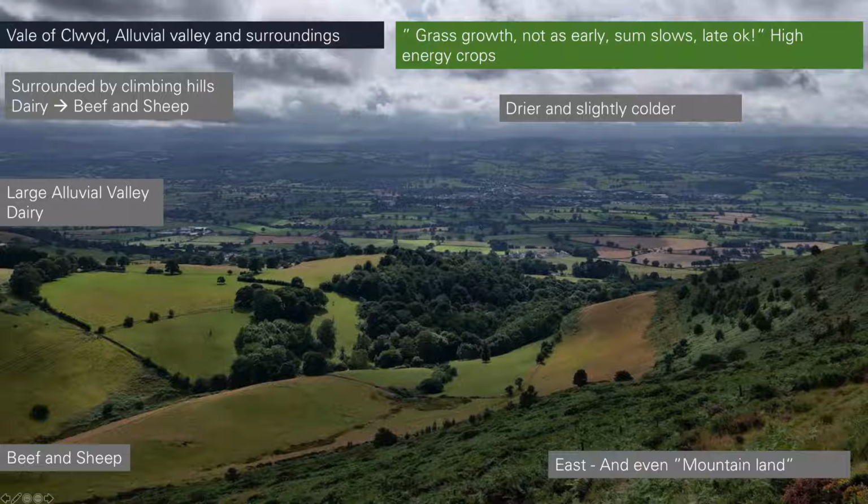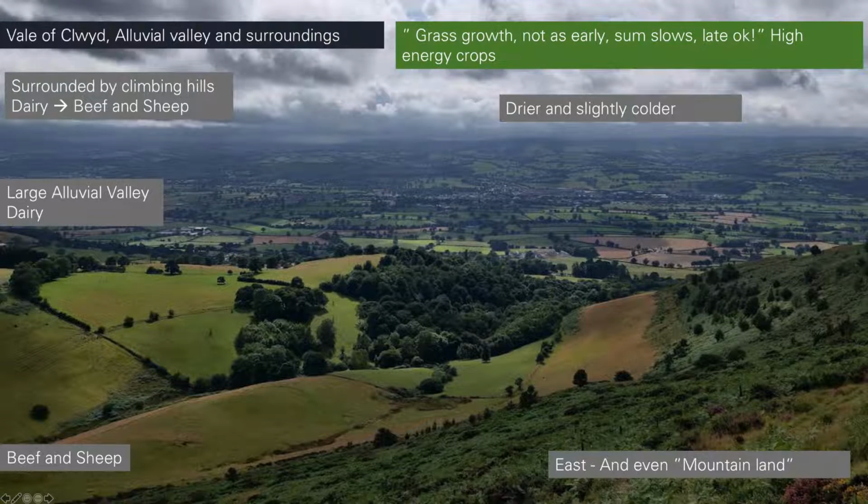But overall, the Vale of Clwyd is drier and slightly colder than Pembrokeshire, which gives a very different grass growth profile. Not as good as what Pembrokeshire was for grass growing, but it allows different kinds of crops to be grown. Importantly, we also have some mountain and rough grazing on farms, either on the mountain of the Clwyd Range or to the west side. We have the tops of the hills that can be relatively rough, reclaimed and quite steep.